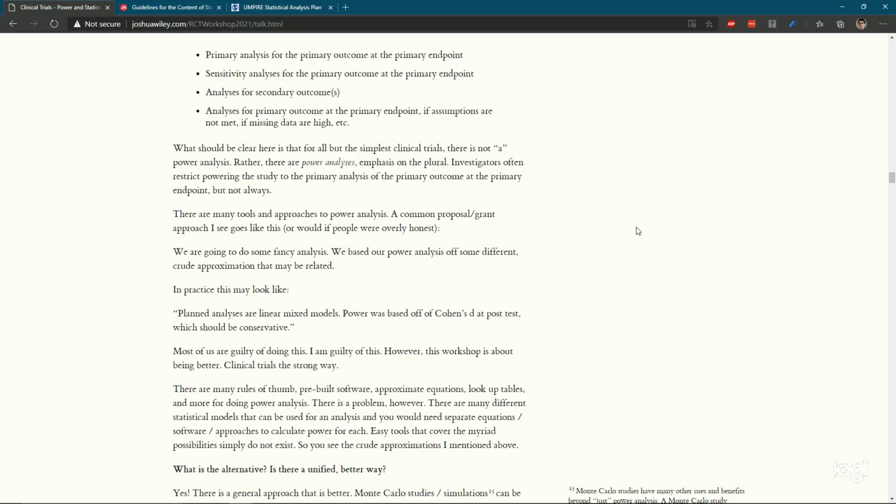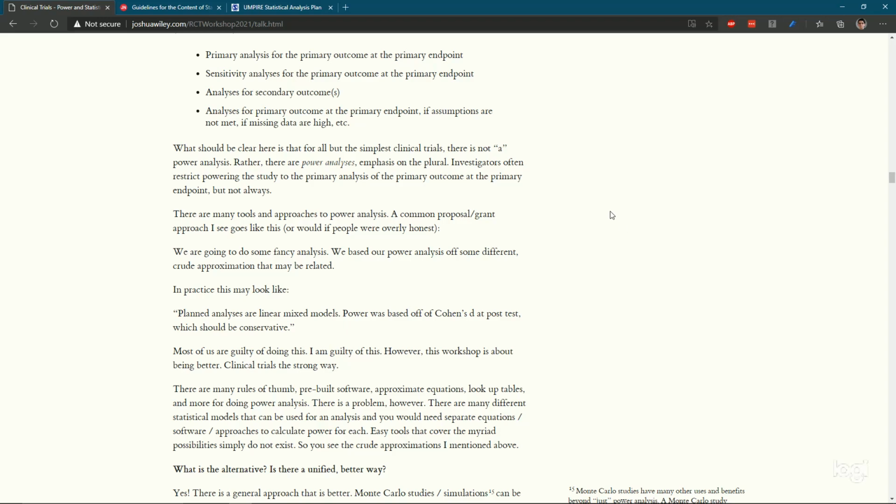And the problem is, there's a lot of rules of thumb for power. There's a lot of pre-built software, approximate equations, lookup tables, and more. There's many, many different statistical models that can be used, and you would need separate equations or software or lookup tables for each of those. Easy tools that cover the myriad of possible analyses for clinical trials do not exist, and so you see those crude approximations that I mentioned above.